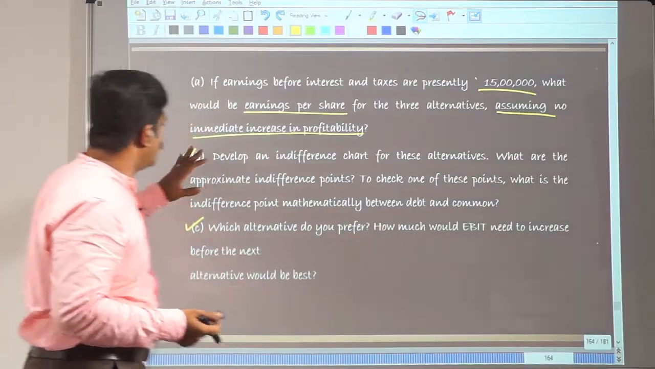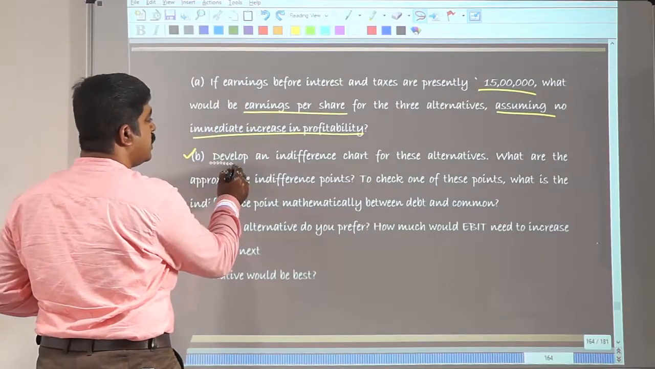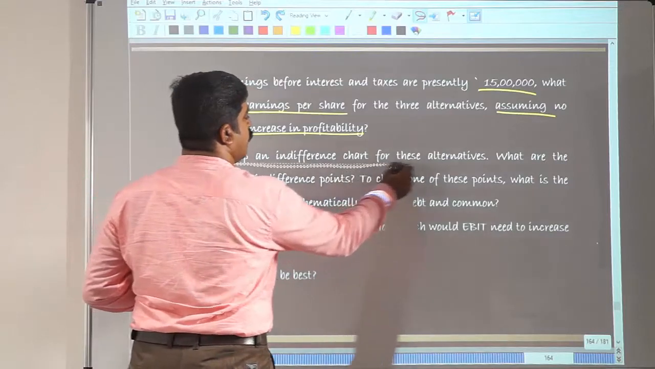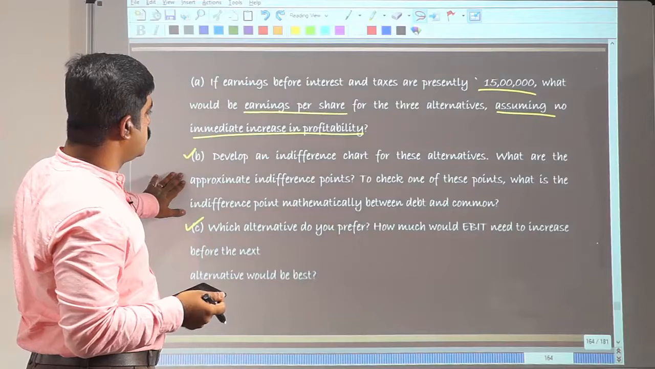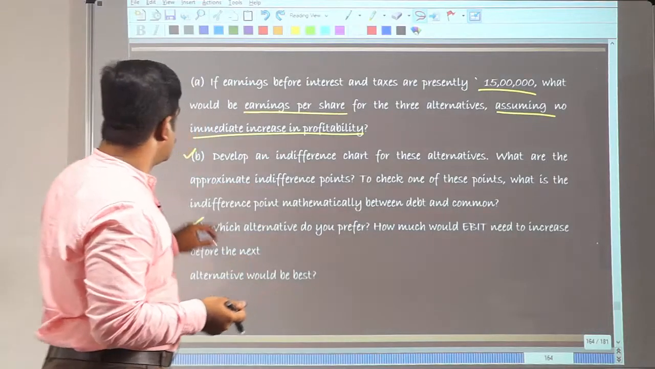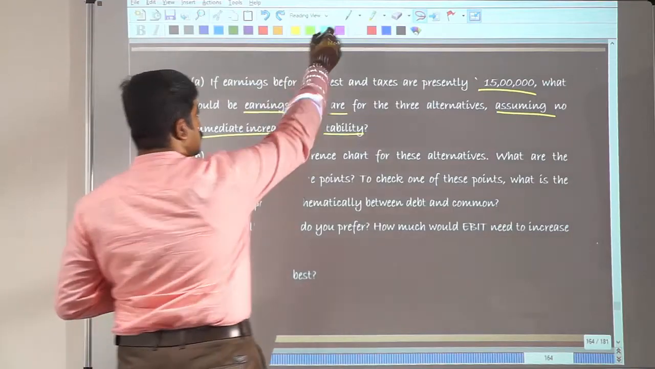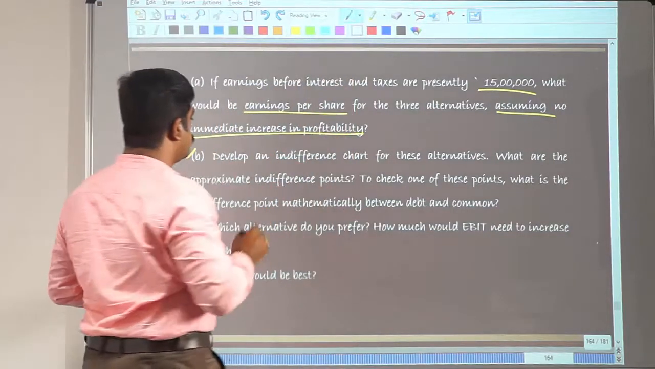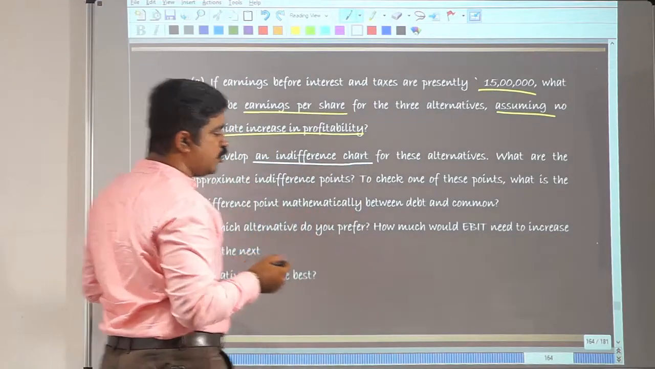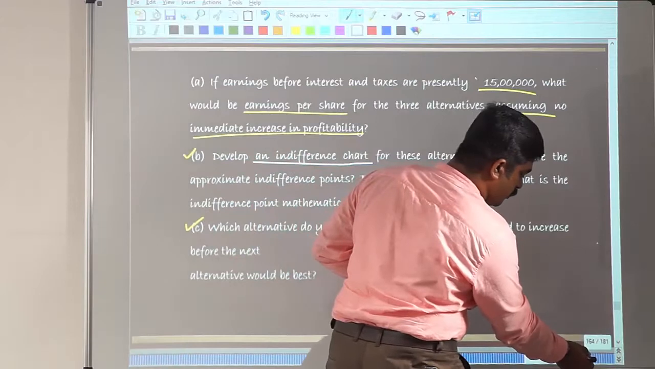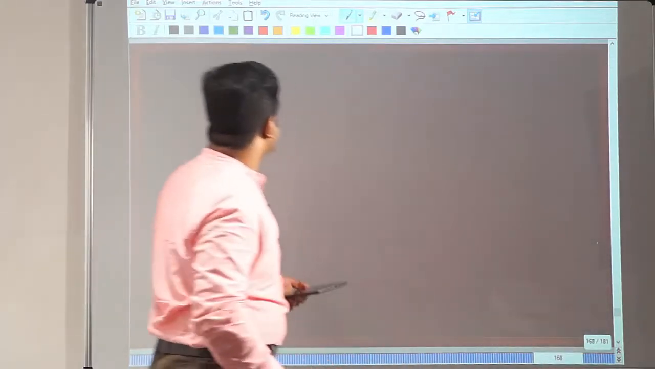So now let's move on to the second part of the question. That is, we have to develop an indifference chart for these alternatives. What are the approximate indifference points? To check one of these points, what is the indifference point mathematically between debt and common? So the question wants us to develop an indifference chart. So how do we develop an indifference chart? Let me give you an understanding first, then we'll get into the exact indifference chart calculation.